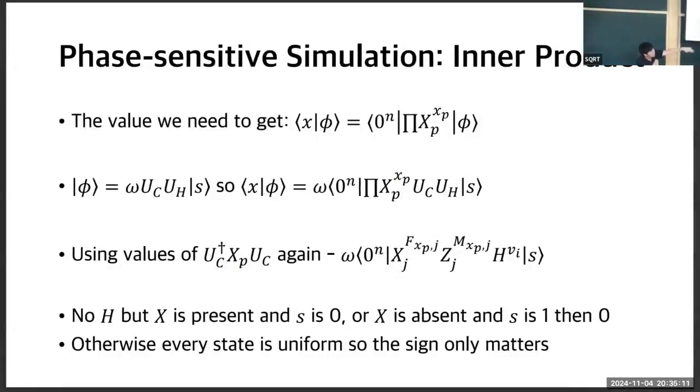If not, then that makes it vulnerable to be 0. And to prevent it, it has to be x and s is 0, or no x and s is 1. So both of the conditions will make the value 0. And if not, it will be uniform across the possible outcomes. So the inner product will be 0 or 1 over square root of 2 to the power of the number of h gates there.